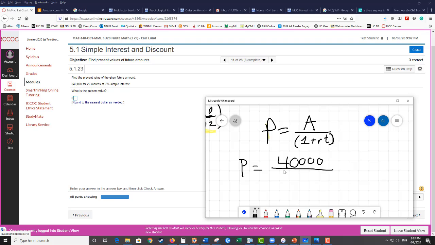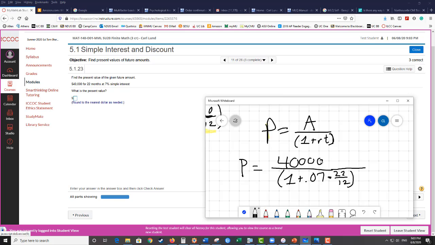divided by 1 plus interest rate 7%, so 0.07. Remember, 0.7 would be 70%. And then 22 months, that's going to be 22 over 12. I'm going to draw this fraction bar the rest of the way.